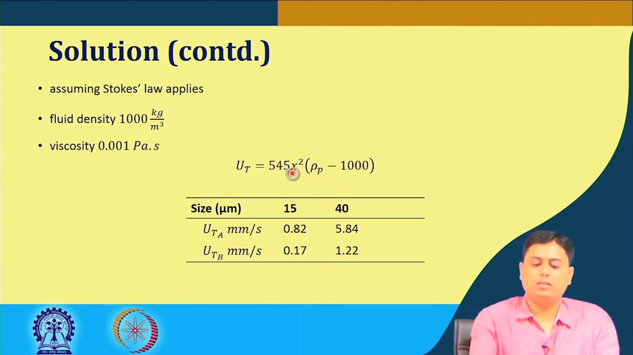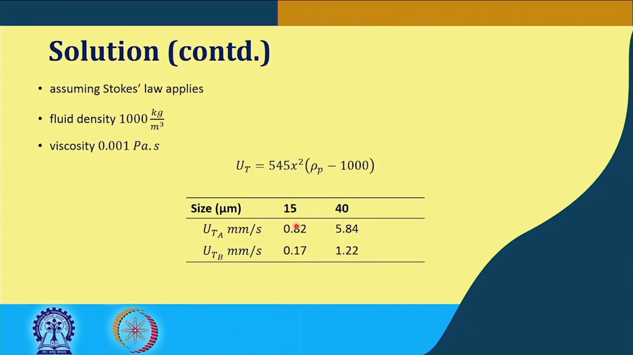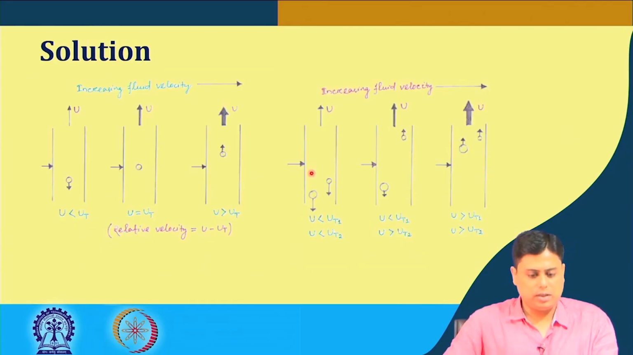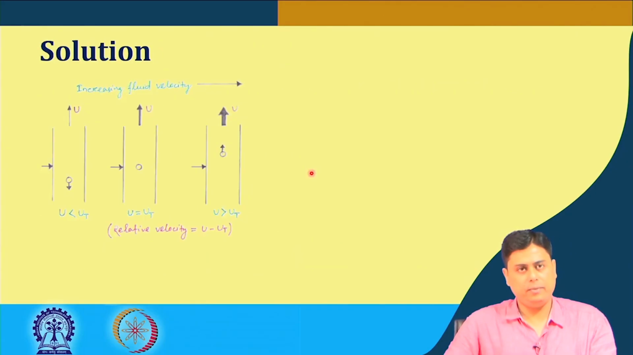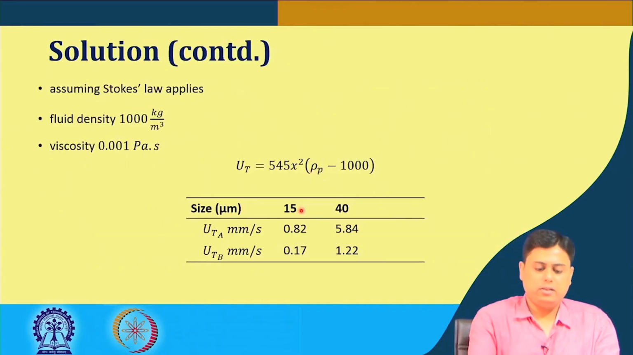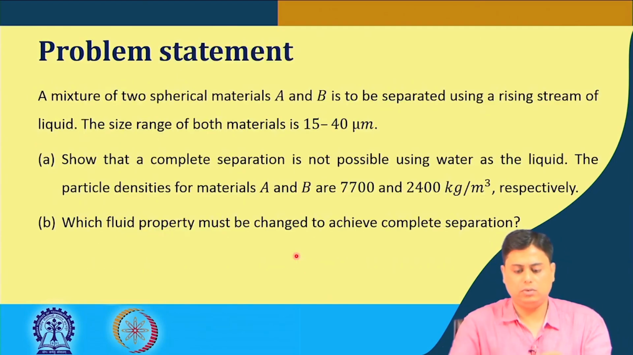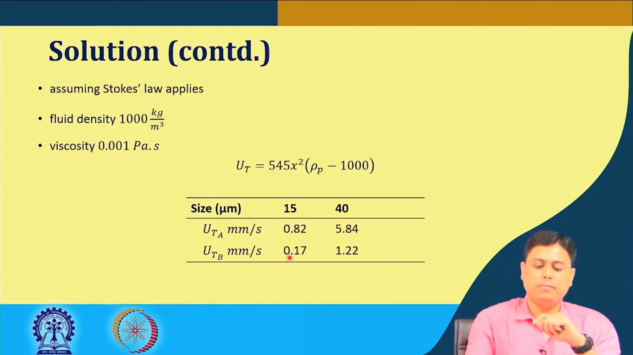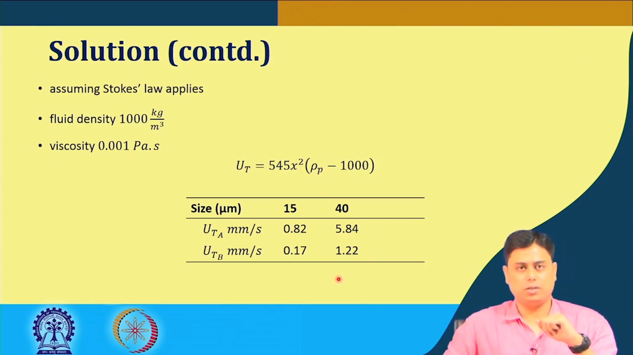We replace x with 15 micron and rho p as 7700. So we get this value, and then we use x as 40 micron and 7700, we get this value. Similarly, for x is 15 and B, we have the value of 2400, we use this expression and we get the value 0.17. Again x is 40 and 2700, we get this expression.